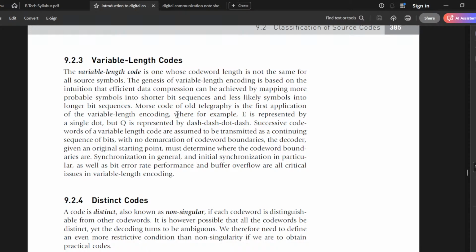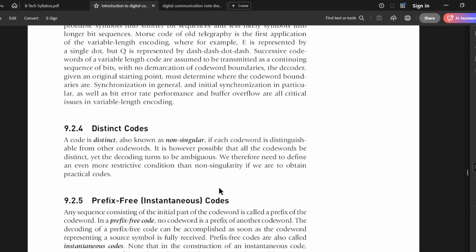Morse code of old telegraphy is the first application of the variable length code. For example, E is represented by a single dot, but Q is represented by dash dash dot dash. Successive code words for a variable length code are assumed to be transmitted with no demarcation of code word boundaries, the decoder given an original starting point.